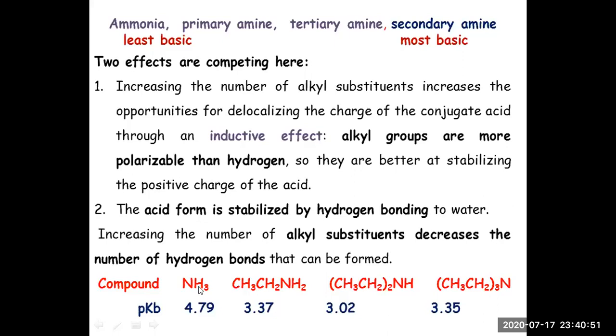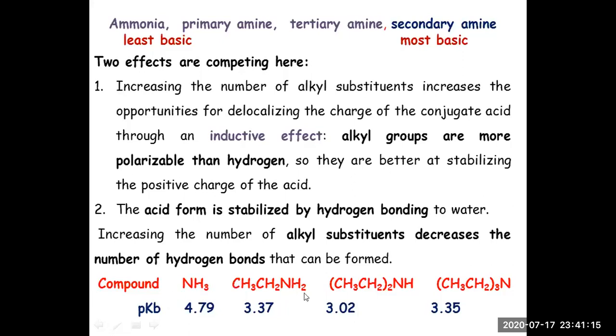So ammonia, primary amine, secondary amine, and tertiary amine. Among this, 3.02 is the least value. That means secondary amines are the strongest bases. Then you have your tertiary amine, then you have primary amine, and then ammonia. All amines are more basic as compared to ammonia.